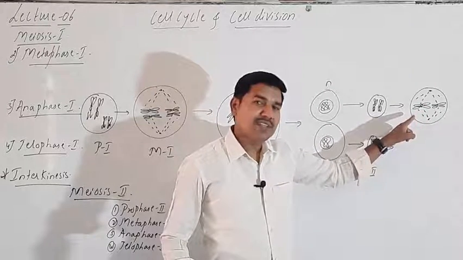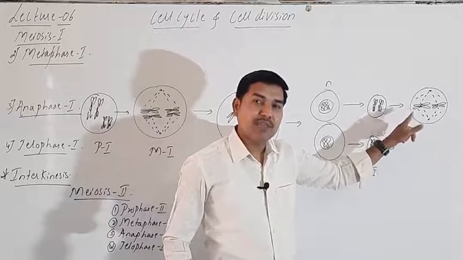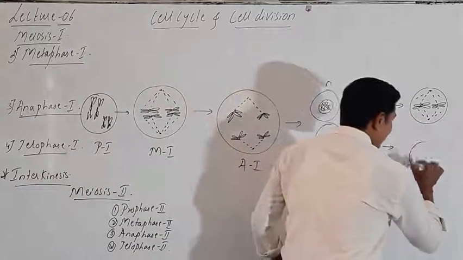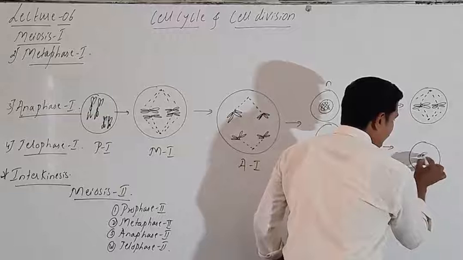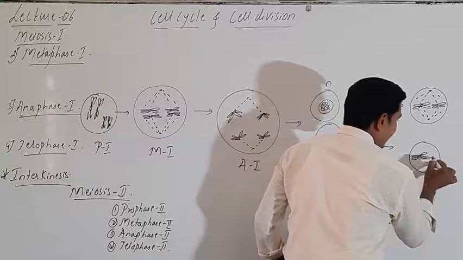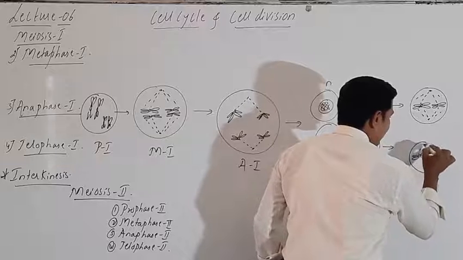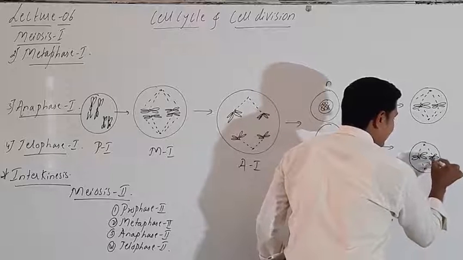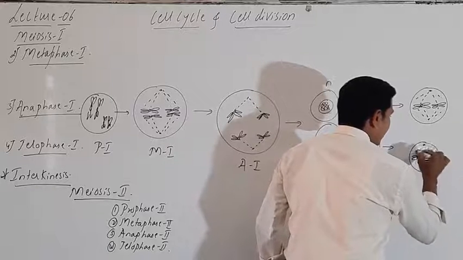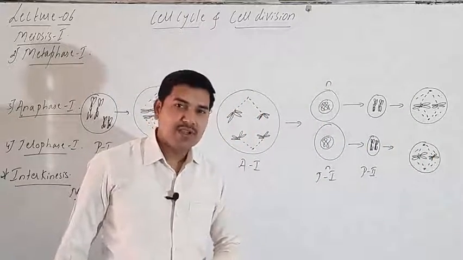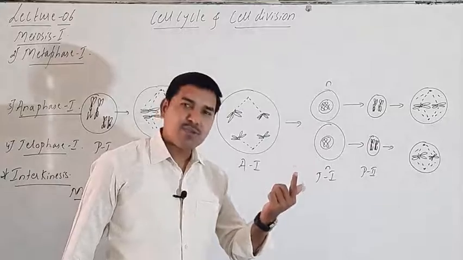How many chromosomes are there here? Only 23, there are 23 here. Then this side again the same. Here the chromosomes are arranged at the equatorial plane. The centrioles will move towards opposite poles. They produce the spindle fibers, thus completing metaphase 2.